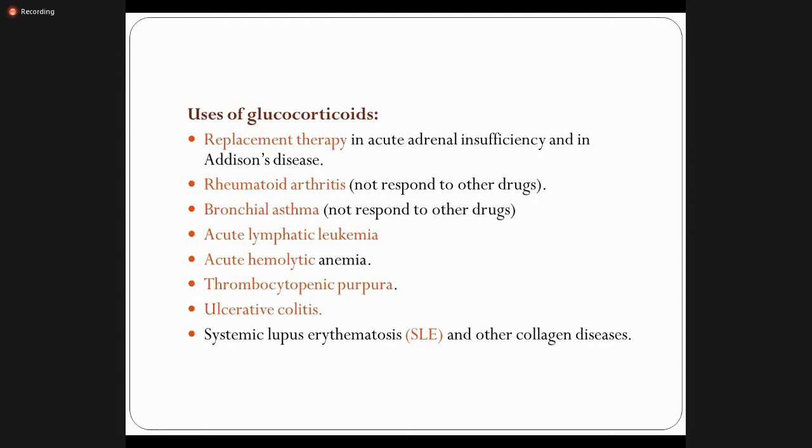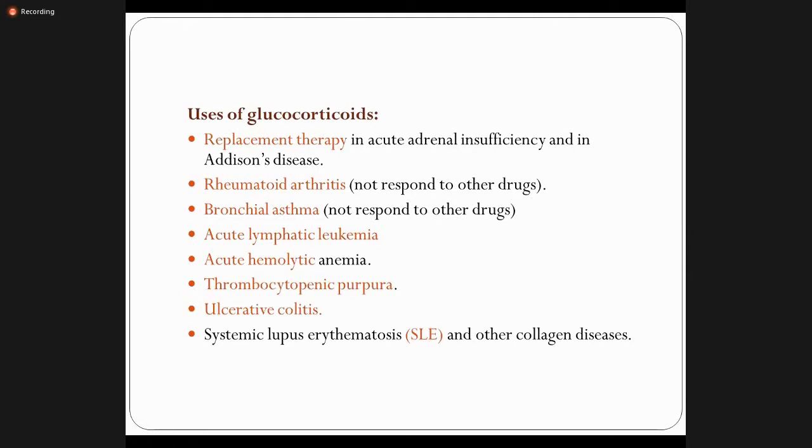Okay, rheumatoid arthritis, not responding to other drugs, right? Bronchial asthma, this is one of the important clinical applications where we are using glucocorticoids if patients are not responding to beta adrenergic agonist drugs or mast cell stabilizers. So we can get control by using glucocorticoids. Why do we say not responding to other drugs? Because we have already discussed there are some serious side effects that can occur if a patient is taking glucocorticoids for a prolonged period of time.